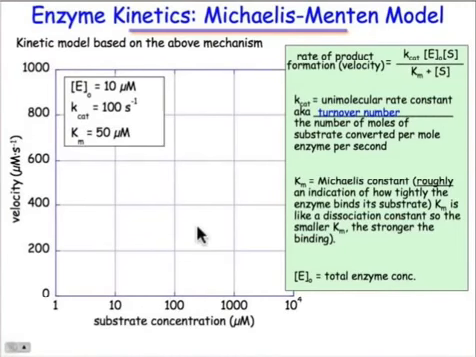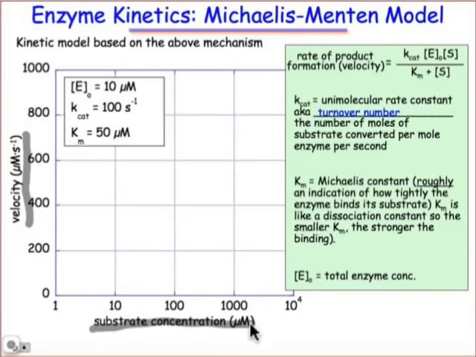We're going to use that model to develop what's known as the Michaelis-Menten expression of rate, and basically here what we're going to be looking at is how fast the reaction proceeds in terms of velocity of a reaction expressed by micromoles per second relative to the substrate concentration.